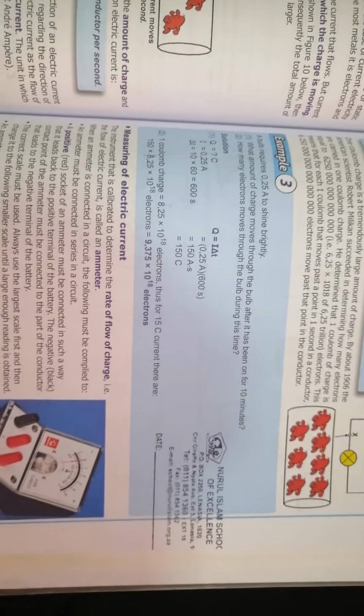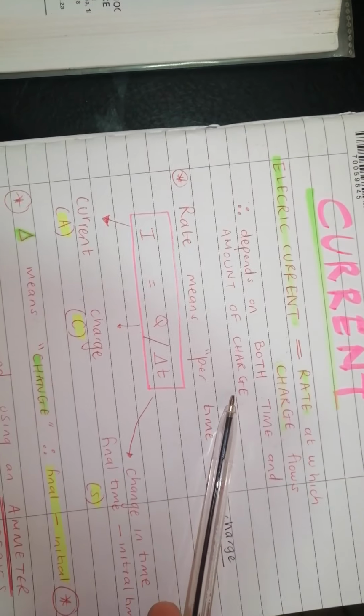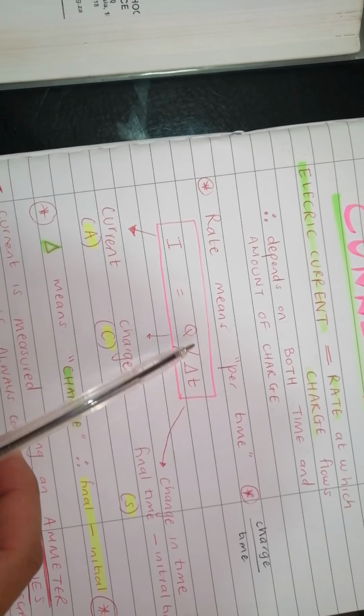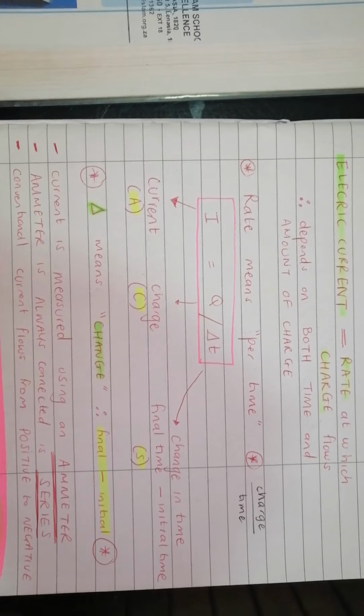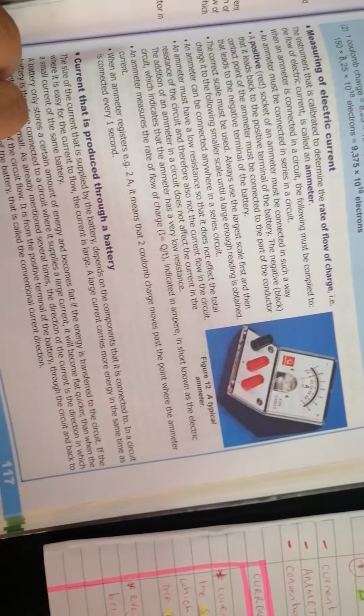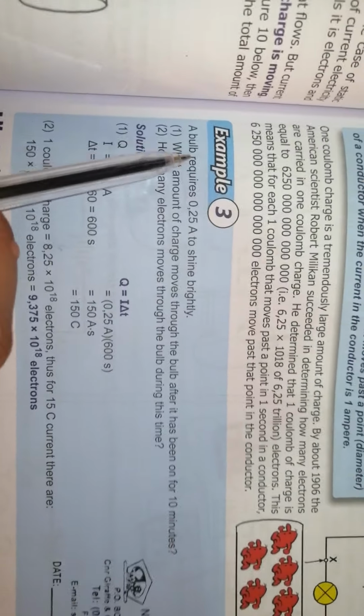Right, so now that you know what current is, it is the rate at which charge flows, and it depends on both time and charge, and it's equal to I is equal to Q over change in time. Now we can actually do a calculation to see, just as an example. Right, so let's go to example 3, which is on page 117 of your textbook. It says here, we're just going to do number 1.